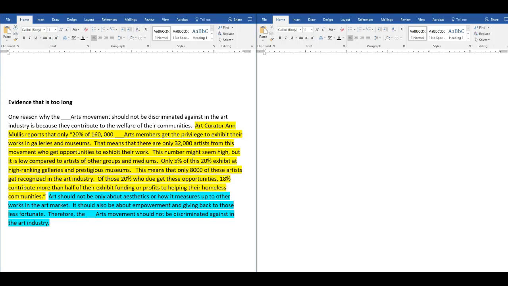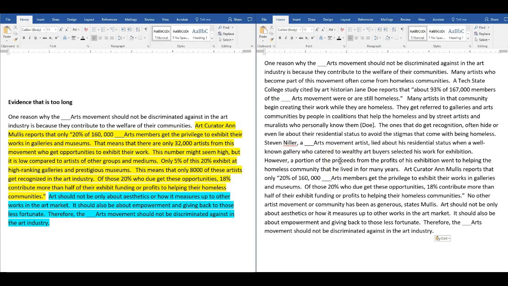The third type of developmental problem in a paragraph is evidence that's too long. As you can see here on the left-hand side, in this paragraph, we have this very, very long quote, followed by this very, very short explanation. It should be the other way around. The paragraph should be 25% quotes, 75% the writer's own explanation of that quote and how that quote supports the topic sentence. So what we want to do is leave room for us to explain what these quotes mean.